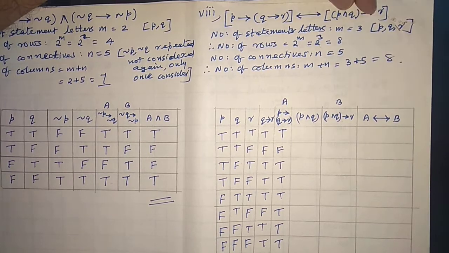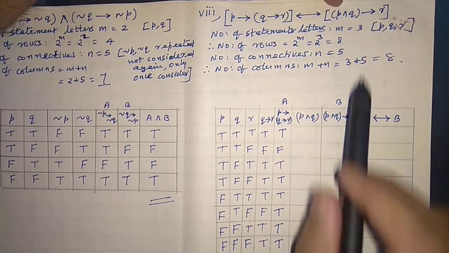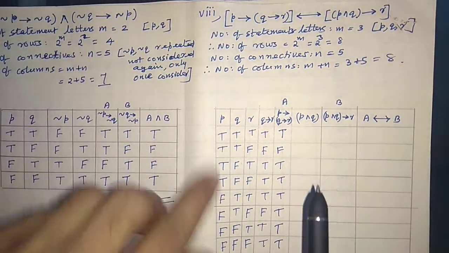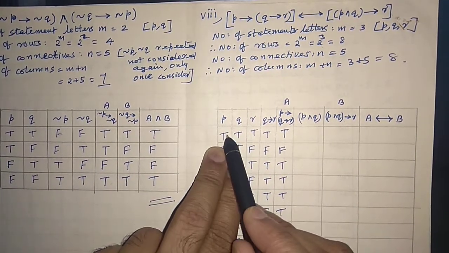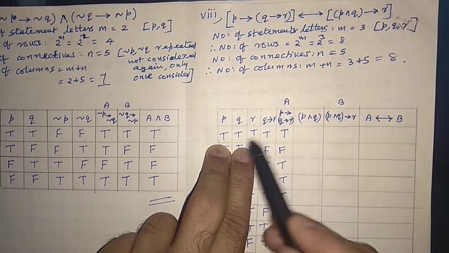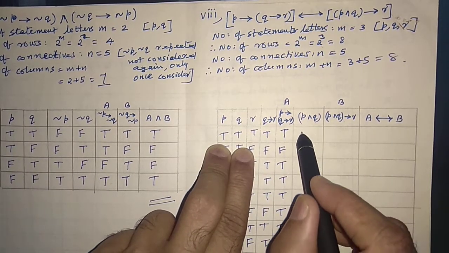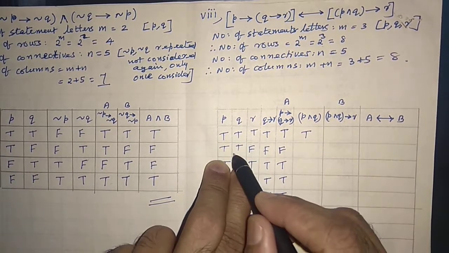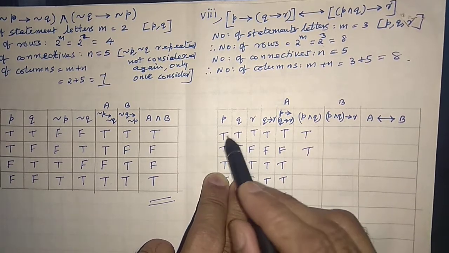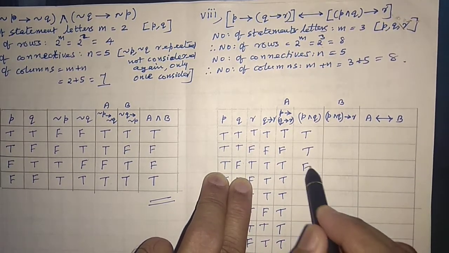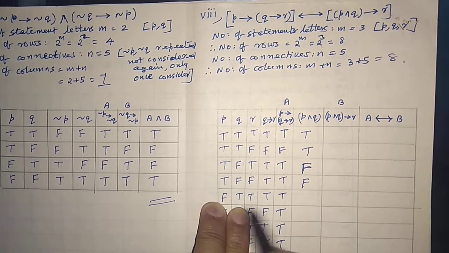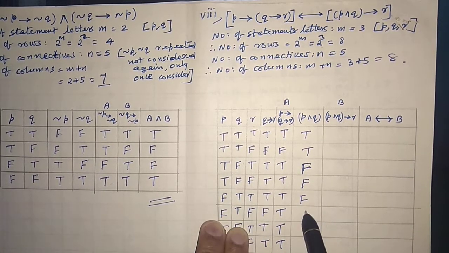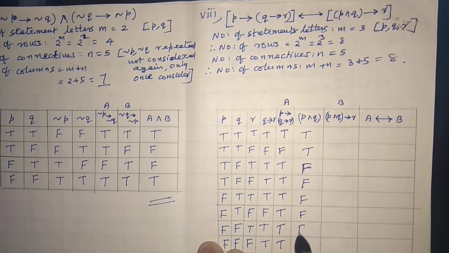Now we have to concentrate here. That we see. P conjunction Q. These two, first and second. TT conjunction, both are TT. Both are T, then only TT. First and second both are not T, F. Here also F. F. F. F. Here also F.